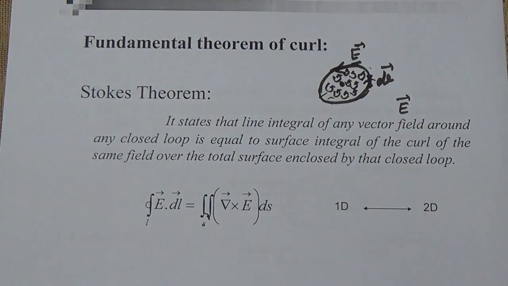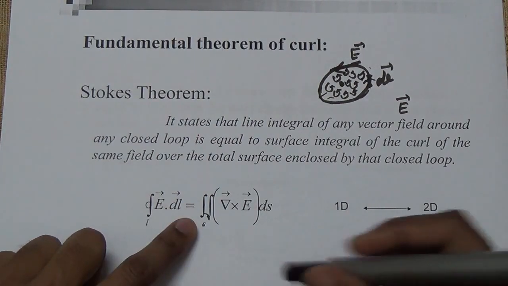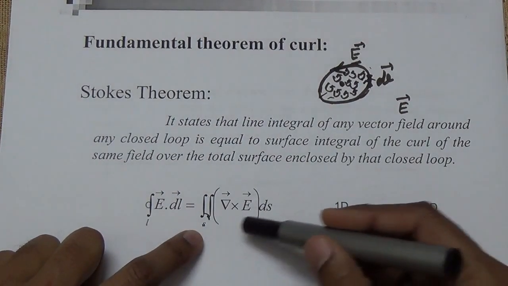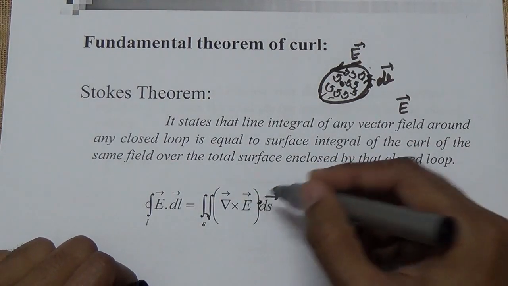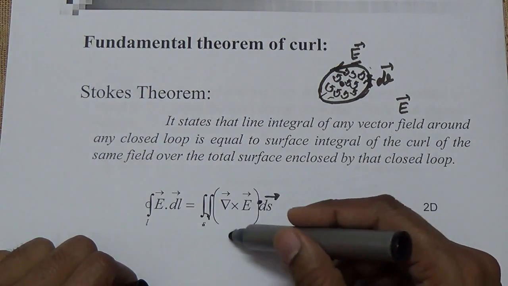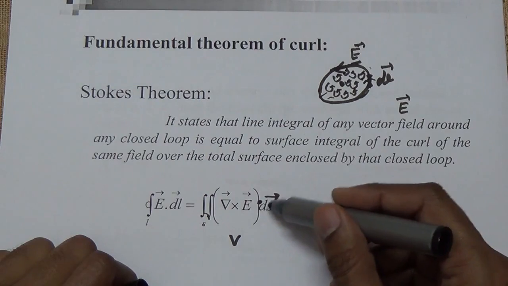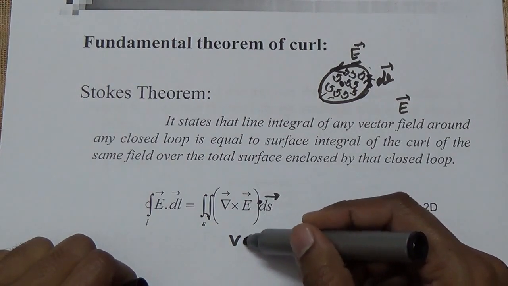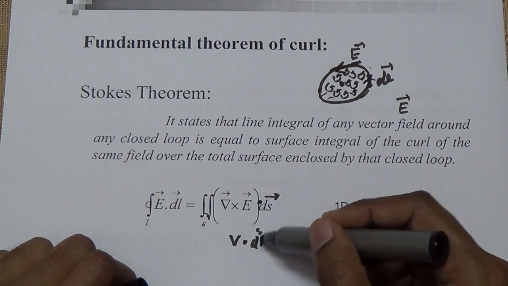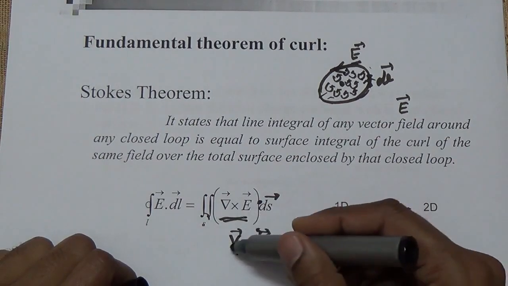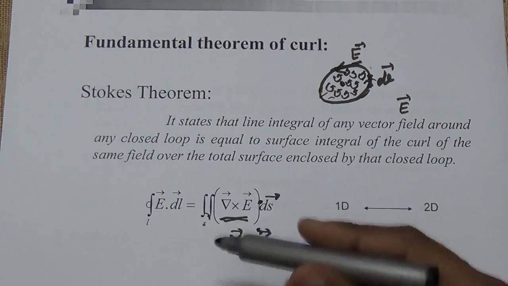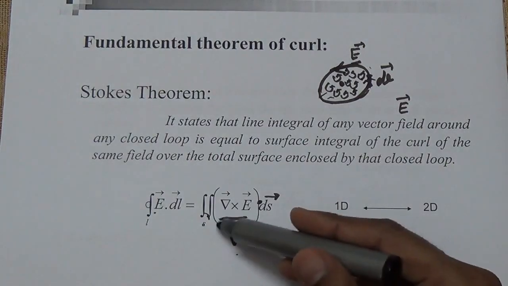So there are two different ways to explain this. The closed path integral of E dot dl is equal to, in terms of the open surface integral, del cross E dot ds. Del cross E is a vector quantity, and ds is the area vector. The result of this del cross E will be a vector quantity. So the closed path integral of E dot dl is equal to the open surface integral.